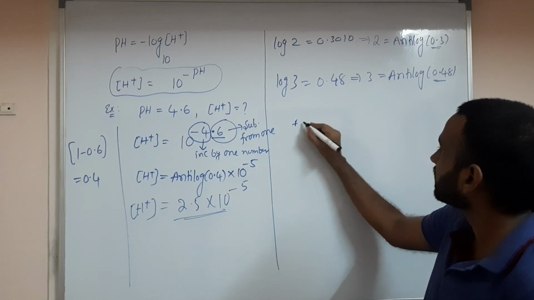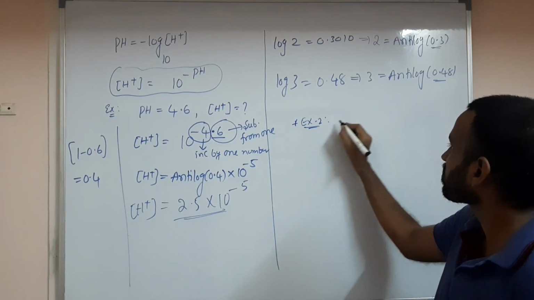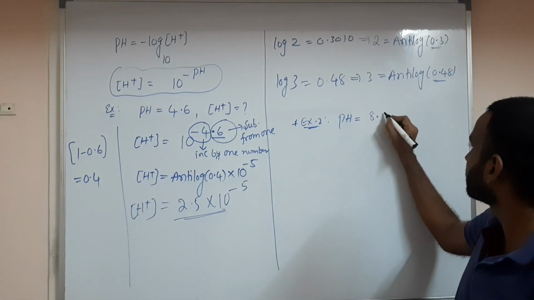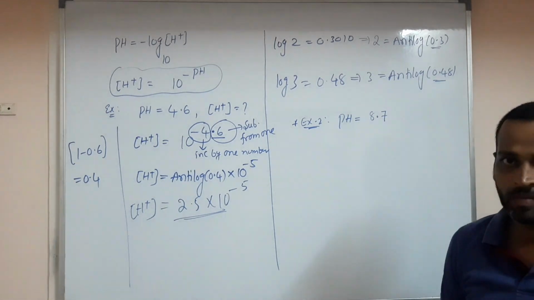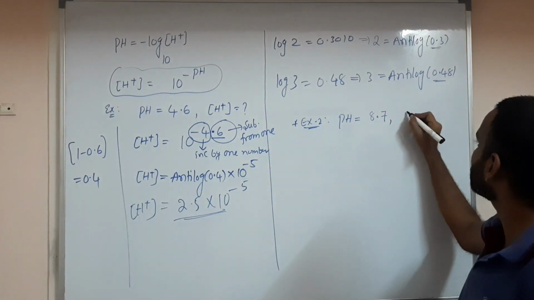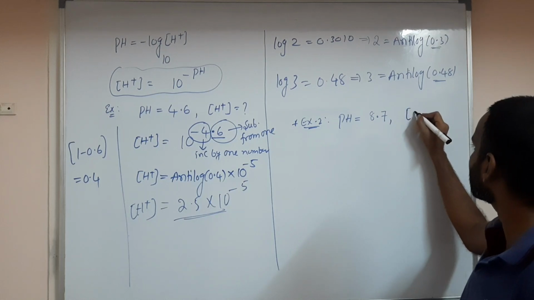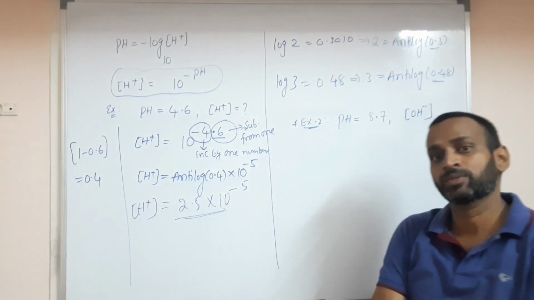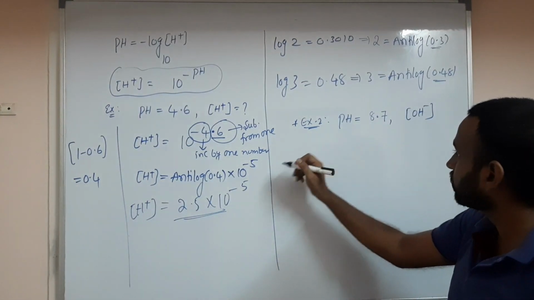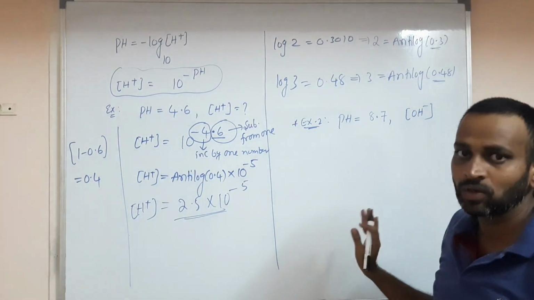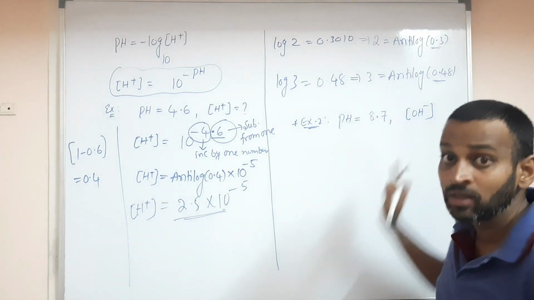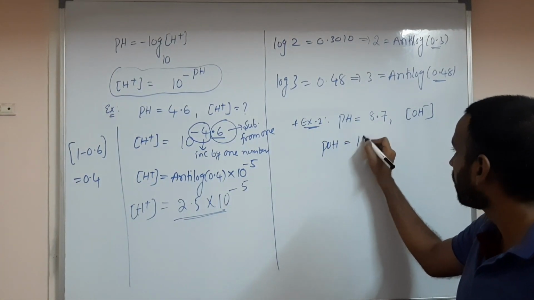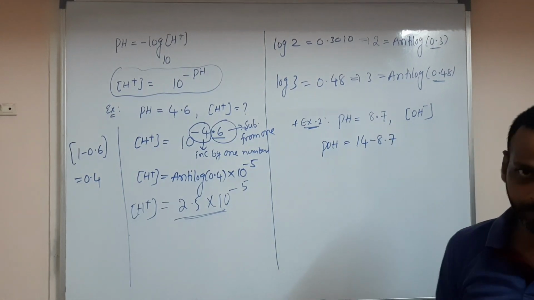Now they are asking questions like this. Example 2. pH is some 8.7. Then what is the concentration of OH minus if they are asking? Then don't directly do 10 power minus 8.7. No. When OH minus is asked, pOH is required. What is pOH? pOH is equal to 14 minus 8.7.